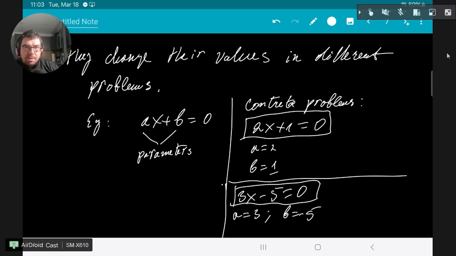So parameters count as constants, but they're different from universal constants like pi. Pi is always going to be 3.14, right? But these parameters change in every concrete problem. In one case, a is 2. In the next problem, a is 3. In one problem, b is 1. In the next problem, b is minus 5, etc. So they change in every problem. But we know them, so they're constants. Makes sense?